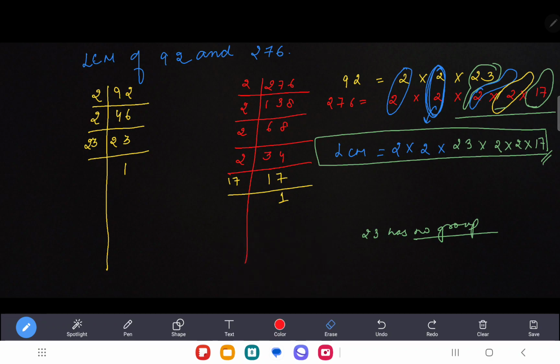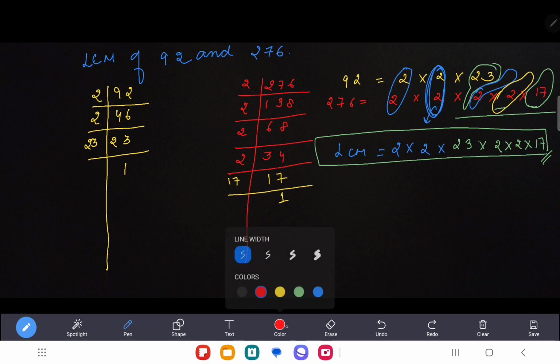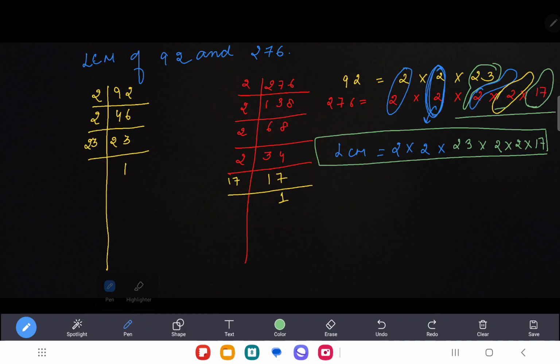Any doubts in this? Are you understanding? Do you understand this point? So that is the concept. And then you can just multiply. So you get 2 times 2, 4; 4 times 2, 8; 8 times 2, 16. So 16 times 23 times 17. Whatever answer you get, Adam, that shall be your LCM.